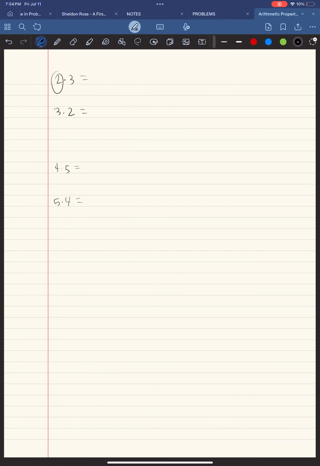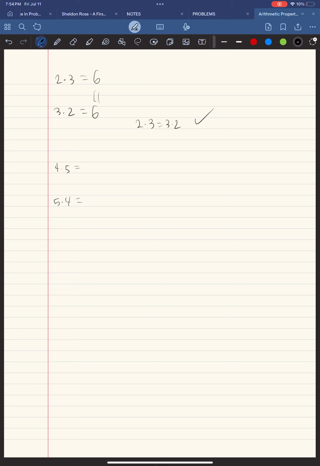So this first one, we have 2 times 3, which is 6. And then we have 3 times 2, which is also 6. So therefore, they equal each other. So we can definitely say that 2 times 3 is equal to 3 times 2. And we're done with that.